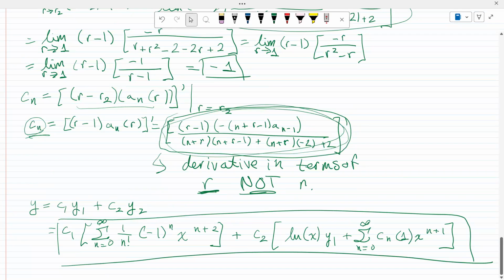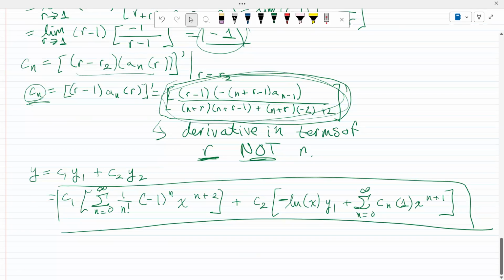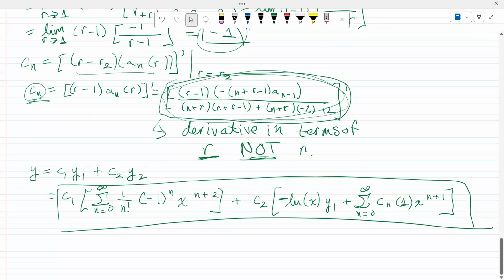Oh, and we also need to multiply the a here. I forgot. Negative ln x y1 plus all that. Okay, very, very long question. Are there any questions with that?